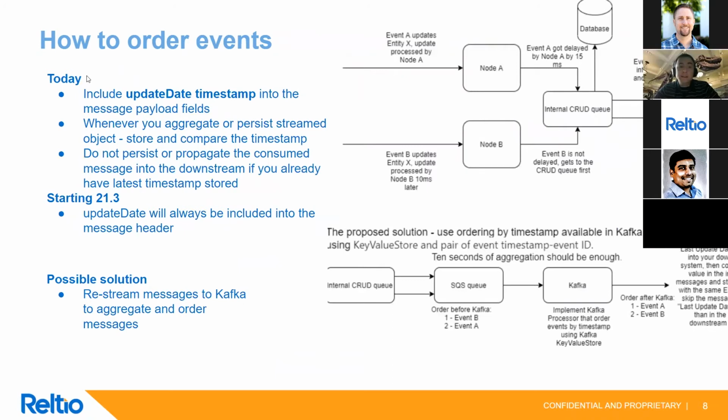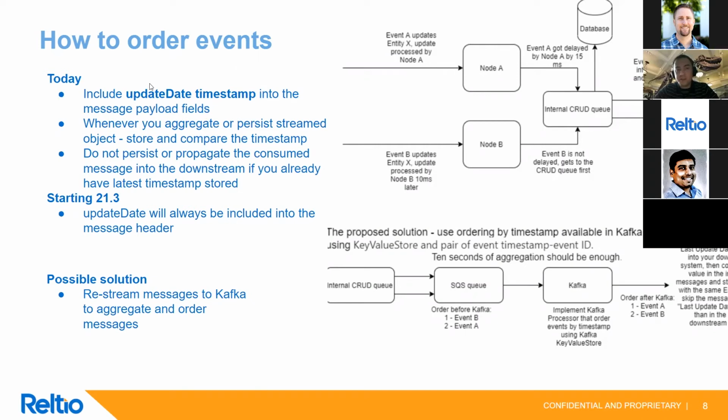So today, the best way to sort your events is to add an update date timestamp into the message payload. It's not there by default. Instead, we have only create date by default. So you should add it, and you should read this update date every time you consume the message, to propagate further into the downstream system, or to persist it in the database.